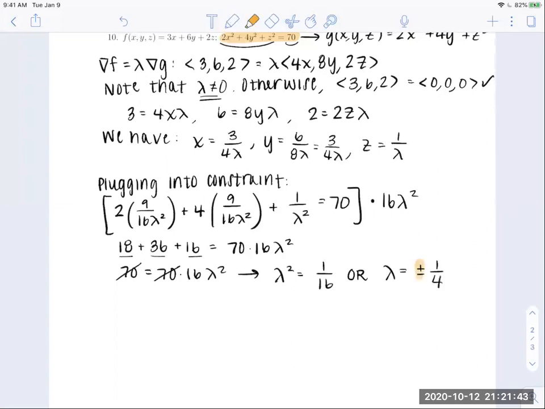So it's important to include the plus or minus. If you forget about that, you're losing half of the points. So make sure you include that whenever you square root both sides. All right, so let's look at both cases.